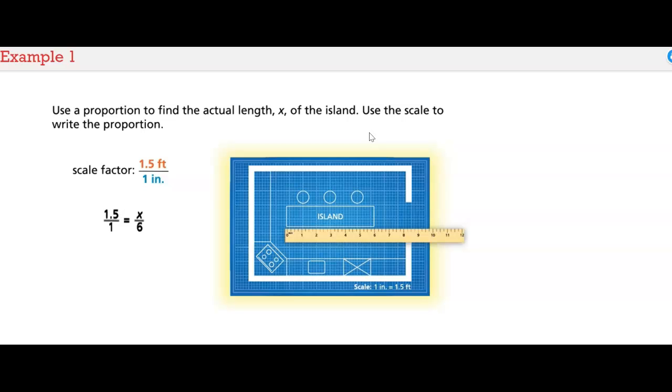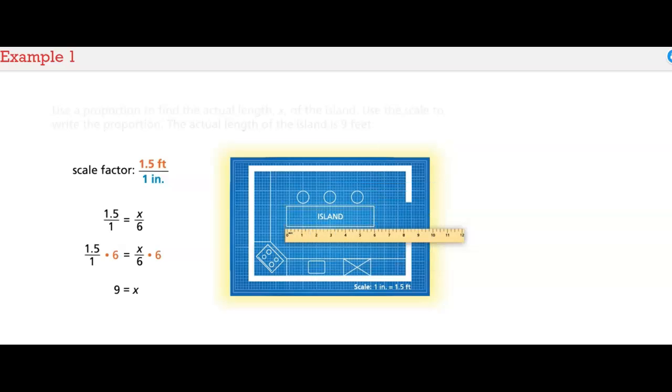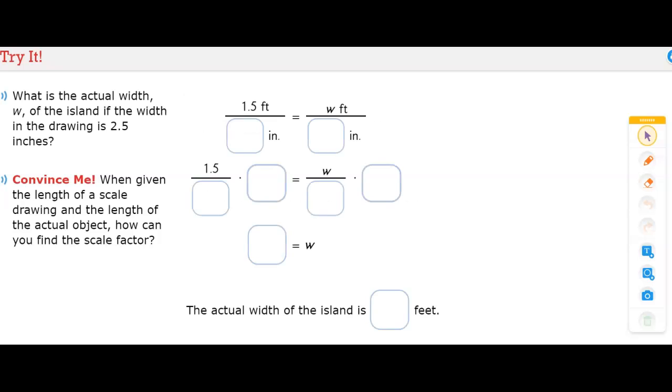Solve the equation by multiplying both sides by 6. The actual length of the island is 9 feet. Now you know that a scale drawing and actual dimensions are related using proportionality. What is the actual width, W, of the island if the width in the drawing is 2 5/10 inches?